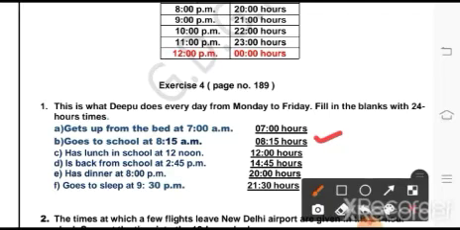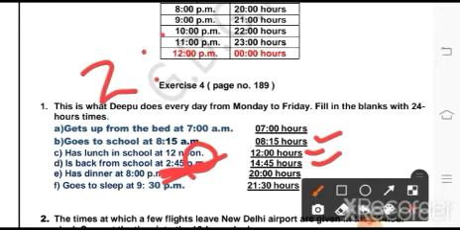hours. Has lunch in school at 12 noon, up to 12 it's the same. But here you can see, back from school at 2:45 p.m. When it is p.m., we need to convert it. How do we do it? We add 12 to the given time.